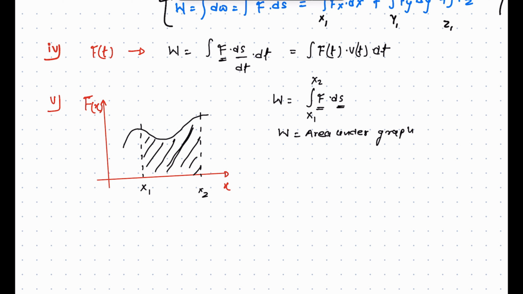Now this force is above the x-axis, so the work done is positive. If it is below, then the force is negative and the displacement is positive, so it is going to be negative work done. Same goes if the particle is coming from the negative direction and the force is still negative, then the work done will be negative. You can understand from the direction: if the force and the displacement are in opposite directions, then the work done will be negative.